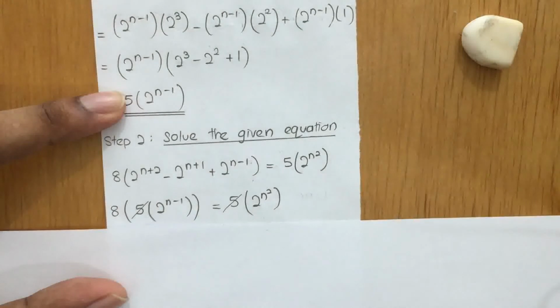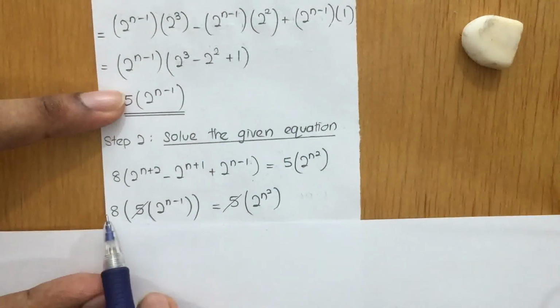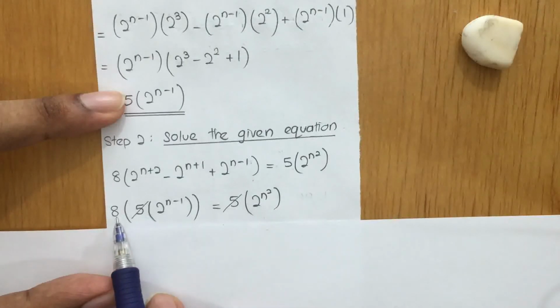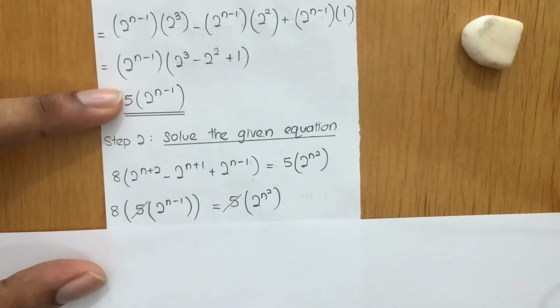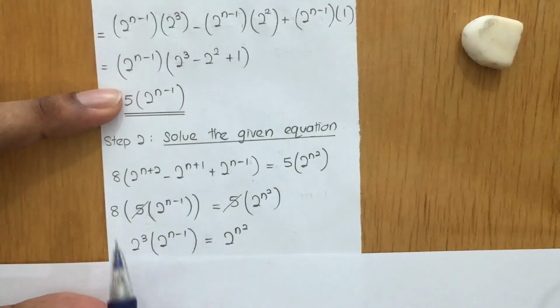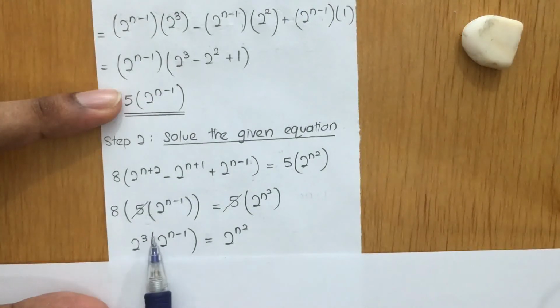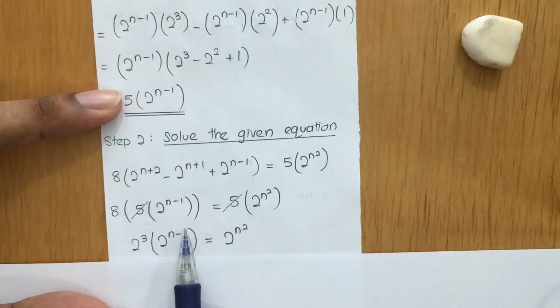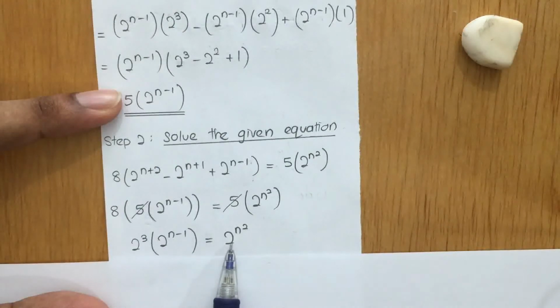Okay, so let us proceed to the next step. This 8 you can further break down into 2 cube. Okay, let us proceed. So 8 you reduce into base 2, so from here you get 2 cube times 2 to the power of n minus 1 close bracket equals 2 to the power of n squared.